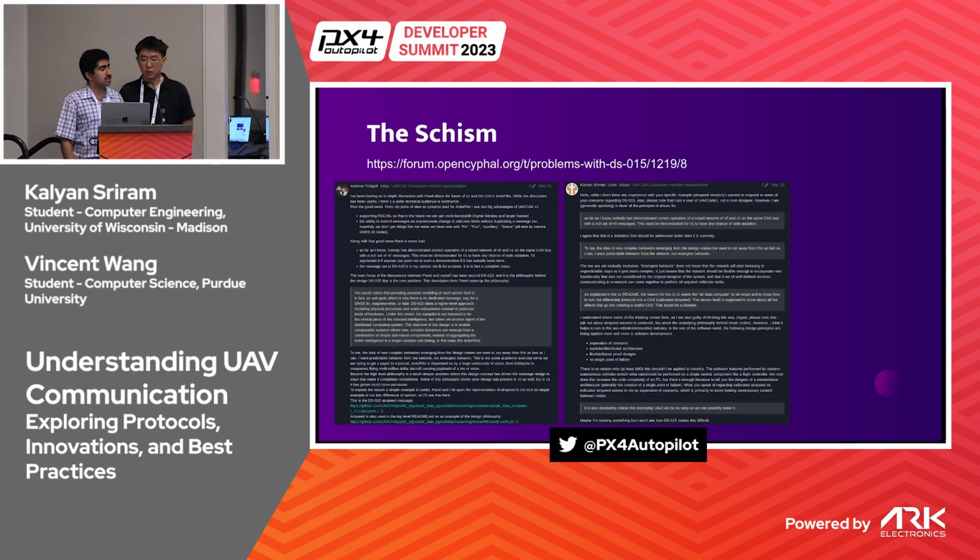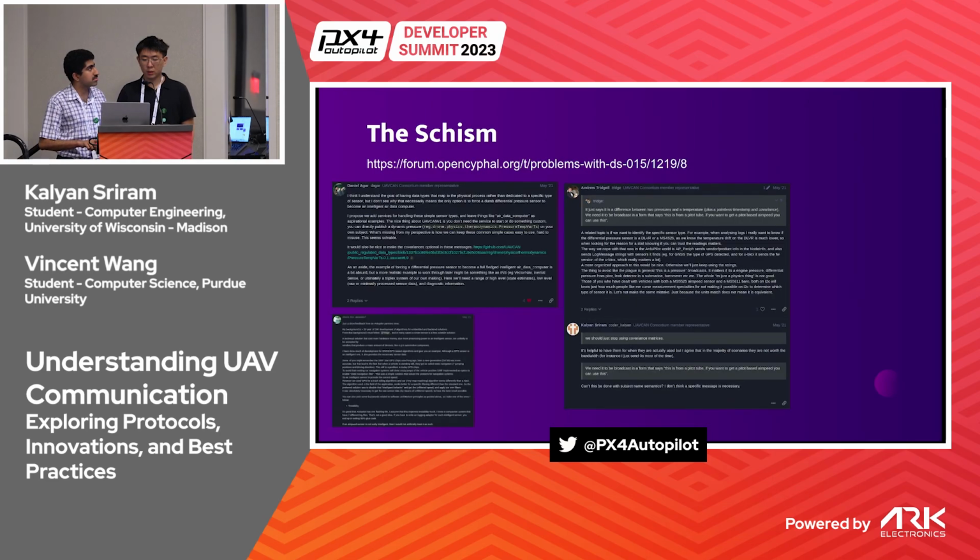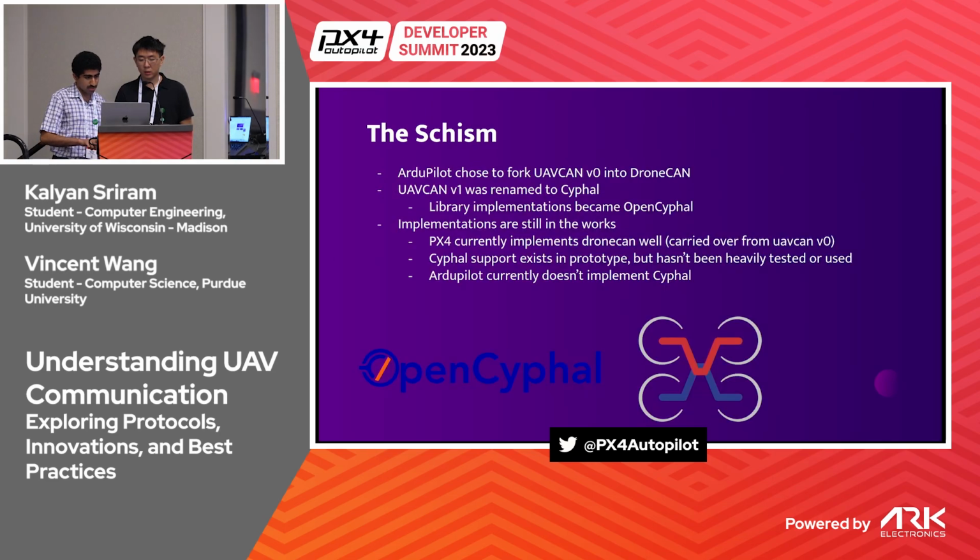In particular, the Autopilot project was not happy with these trade-offs and felt that v0 was a better fit for their use case. There were quite a few months of discussion about this between Autopilot maintainers and us, and eventually Autopilot decided to fork v0, and they maintained it under the name DroneCAN. To prevent confusion, UAV-CAN v1 was rebranded as the Cyphal project.